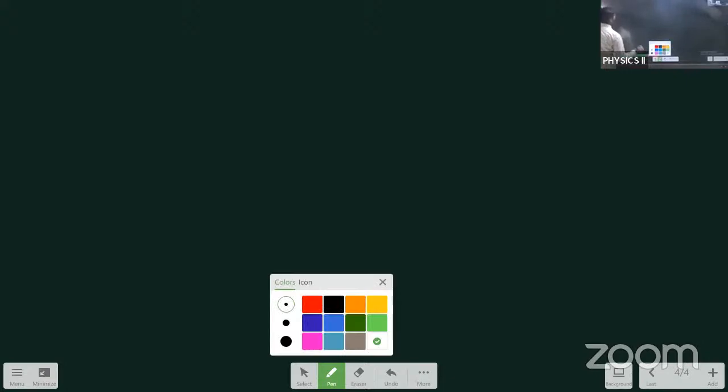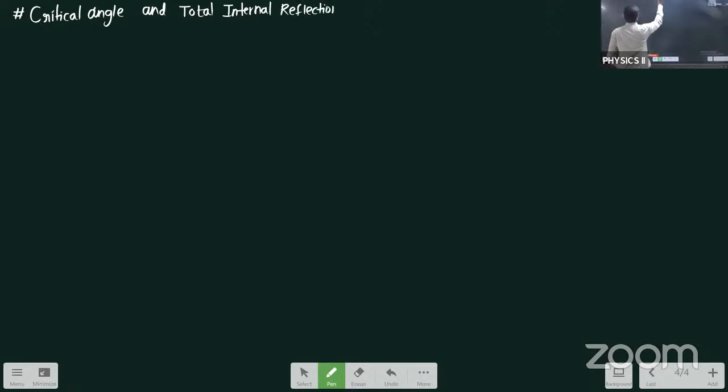That is critical angle and total internal reflection. Total internal reflection. Let us discuss these two topics.